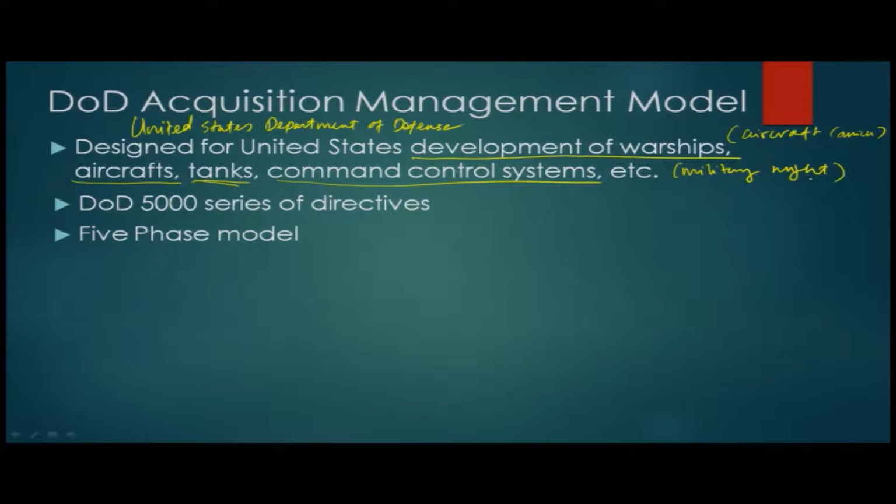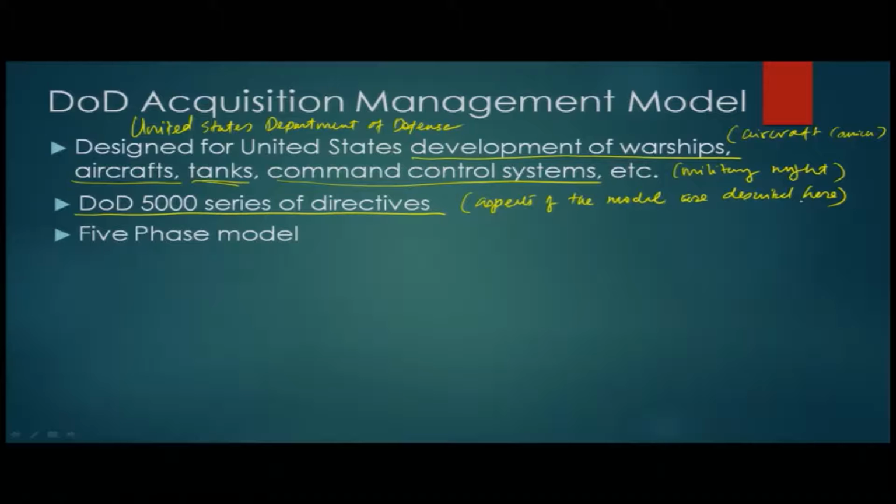So, this military might, the need to develop new complex systems for military requirements, has translated into an acquisition management model by the Department of Defense, which comes under the DOD 5000 series of directives. The aspects of the model are described here. If you look at the DOD 5000 series of directives, the acquisition management model is explained in detail.